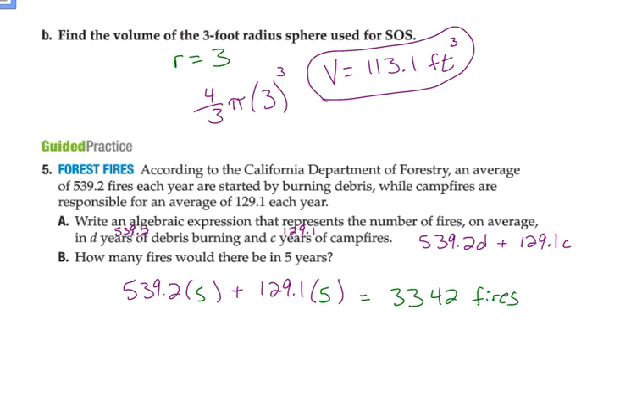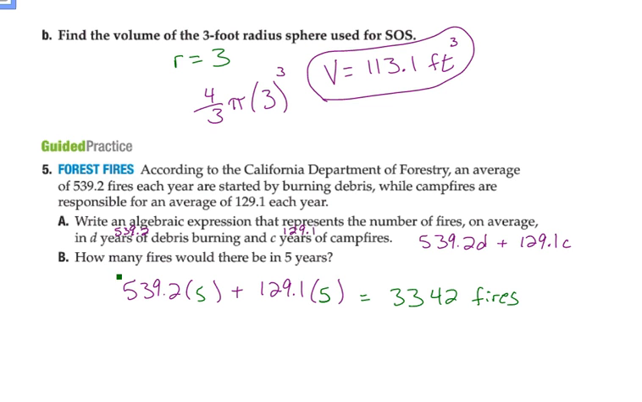These type of problems sometimes get pretty wordy because there's a lot of information going on there. So I would always recommend reading it through one time and then reading it again and slowing down and chunking it up to understand what we're talking about. So we have 539.2 fires that start with debris every year, and they're representing those years by D. We have 129.1 that are started by campfires per year, and they're representing that by C. So we're supposed to write that algebraic expression for the number of fires for a certain amount of years. Well, it's 539.2 per each year of debris, 129.1 for that year with campfires.